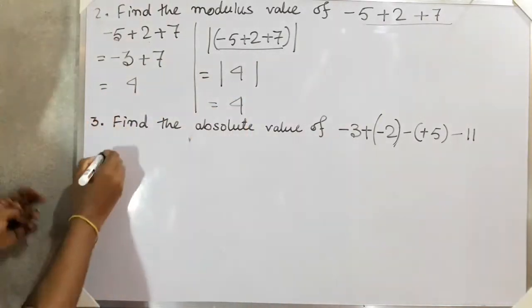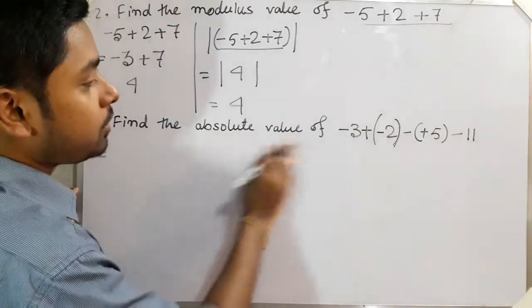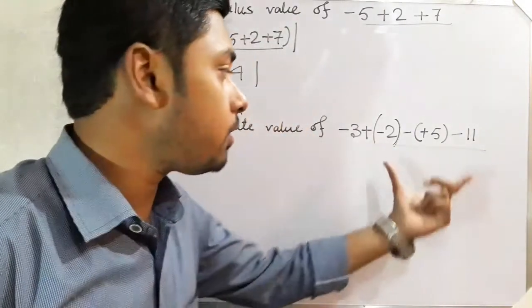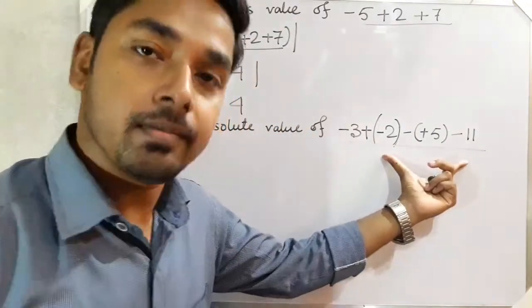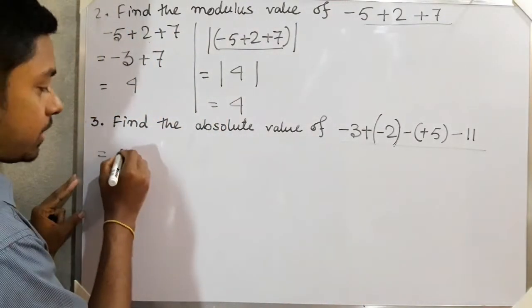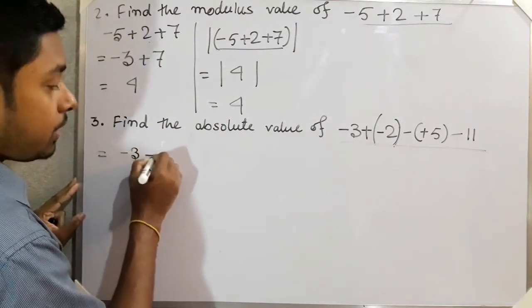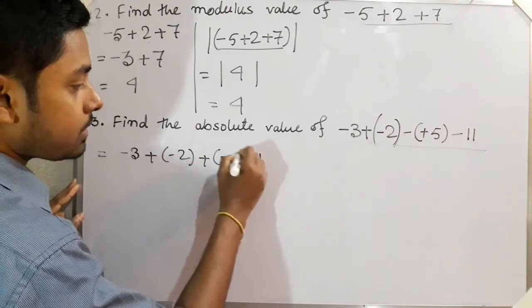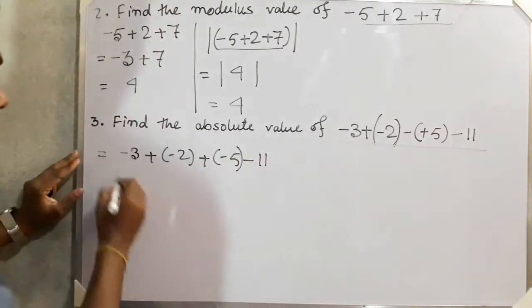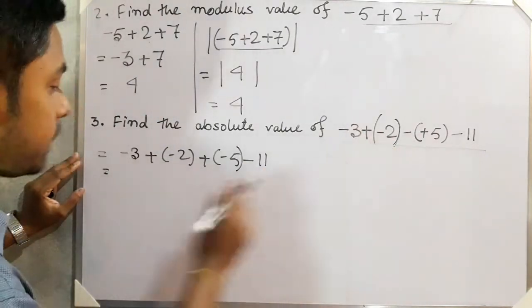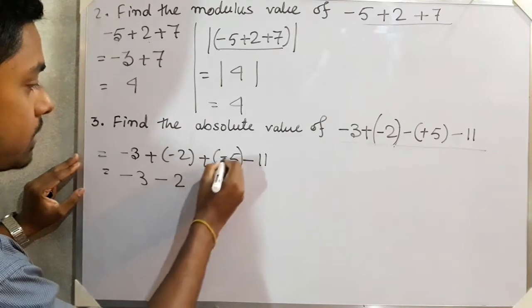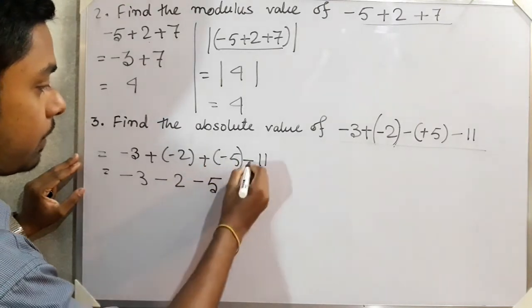Okay? And find the absolute value of this thing. Now, what do I have to do here? Same thing. First of all, do simplification here. So 3 plus minus 2 plus minus 5 minus 11. First of all, what do I have to do? We have to remove the brackets. So minus 3 plus into minus, minus 2 plus into minus, minus 5 minus 11.